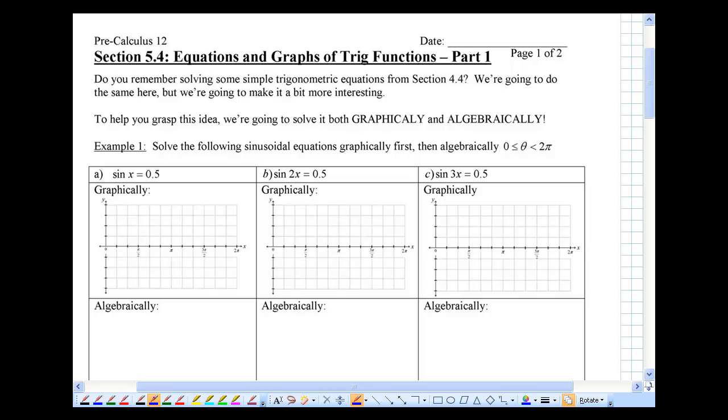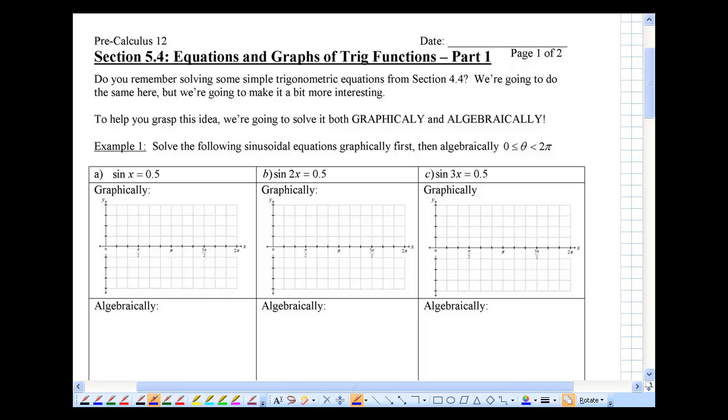I'd like us to think back to section 4.4, because this section talks about solving equations and graphs of trig functions, and we did some of that in 4.4 as well. But we're going to make it a little more interesting today, because instead of having just regular sine x or cosine x or tangent x, which is what we did in chapter 4, we're going to spice it up by introducing some horizontal stretches. Yes, that will spice things up.